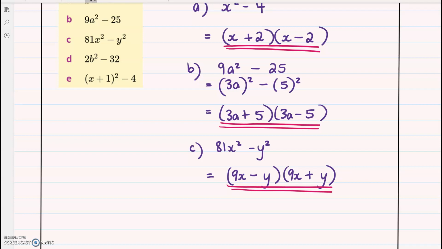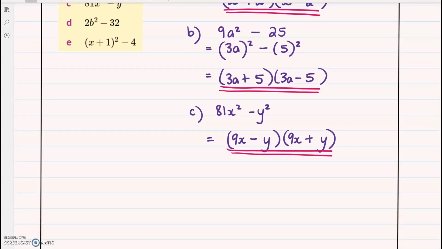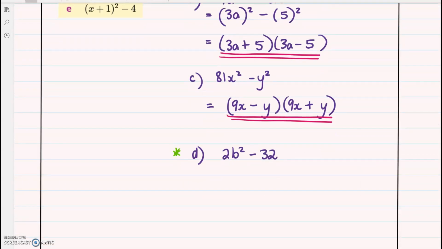With D, this one's a little bit different, so I might just put a little asterisk. As long as you get those first few, you're doing really well. In D, we've got 2b squared minus 32. The 2 and the 32 are not perfect squares, so I'm going to put a little note here. We are going to look for the highest common factor first, before we start. If we do that, then this might work out a little bit nicer for us.